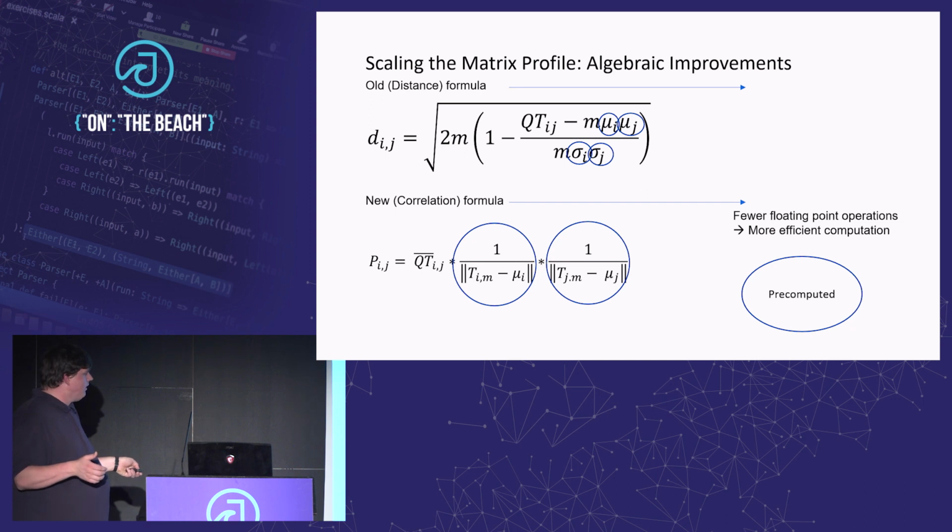But this can be pre-computed, this can be pre-computed. So essentially for this formula, you're going from this whole mess to 2 multiplies. So this is not only more efficient computationally, but it's also more efficient in terms of accuracy.